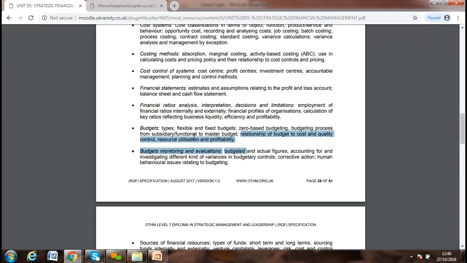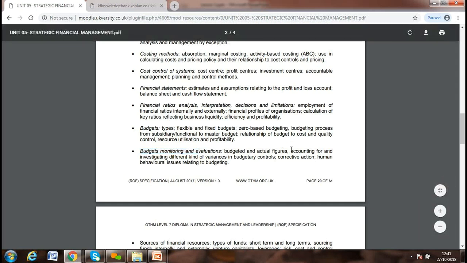We discussed the relationship of budgets to cost and quality control. We discussed resource utilization, budget health, and the profit and loss that come under the master budget. We discussed how budgets help us with variance. Variance can be budgeted for material, labor, and all their costs. The variance is the difference between budget and actual. Only the budget will help us measure why this is happening. Is it due to poor performance or the external environment? We need to take corrective action. We also discussed human behavior relating to budgets. These are the things we discussed today.